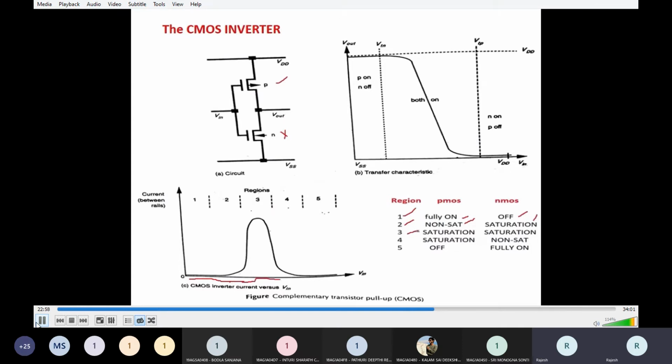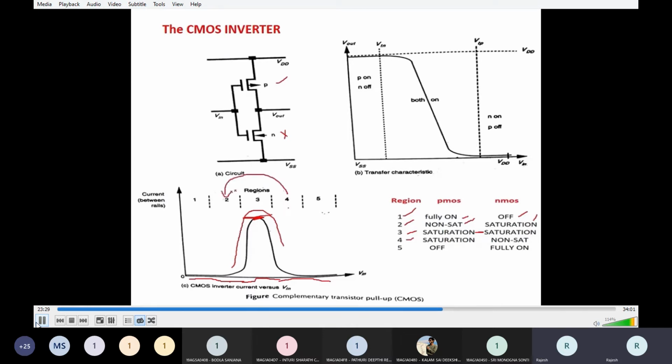Now in the third region, both the transistors are in saturation region. In saturation region maximum amount of current flows, that's why the curve increases like this. Here you are getting maximum current. If you go on increasing this input, what will happen? The behavior of transistors will be reversed. That is, the fourth region is exactly opposite to the second region.